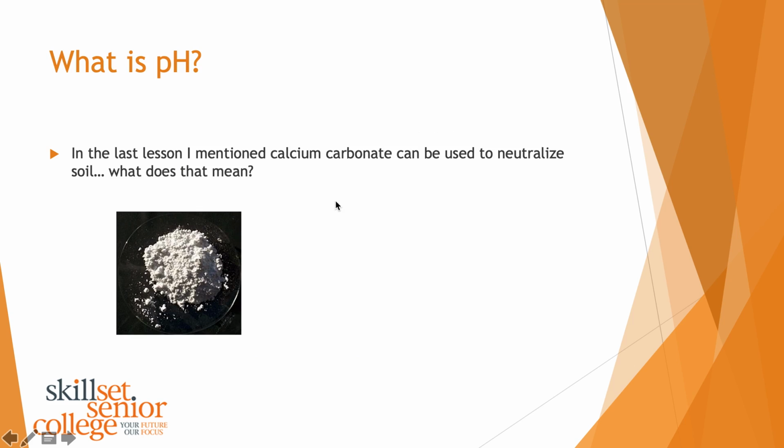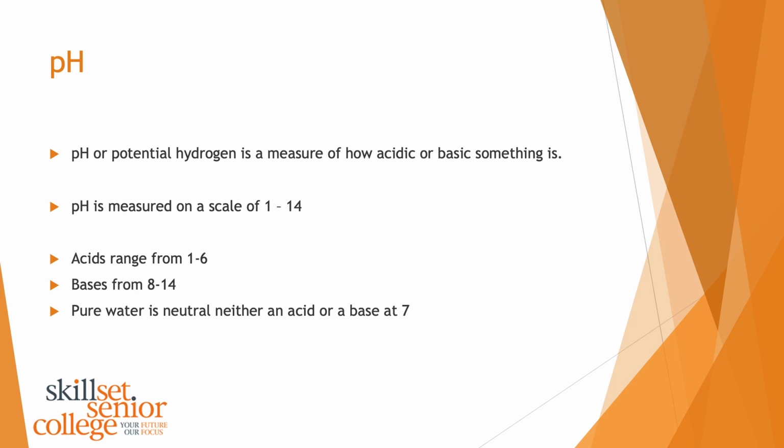So in the last lesson, I mentioned calcium carbonate can be used to neutralize soil. What did I really mean by neutralization? Well, pH, as I said, is a measure of how acidic or basic something is. And pH is measured on a scale of 1 to 14. Acids range from 1 to 6.9 really, and bases go from 8 to 14. Pure water is neutral, so it's neither an acid or a base, and that's 7 on the pH scale.